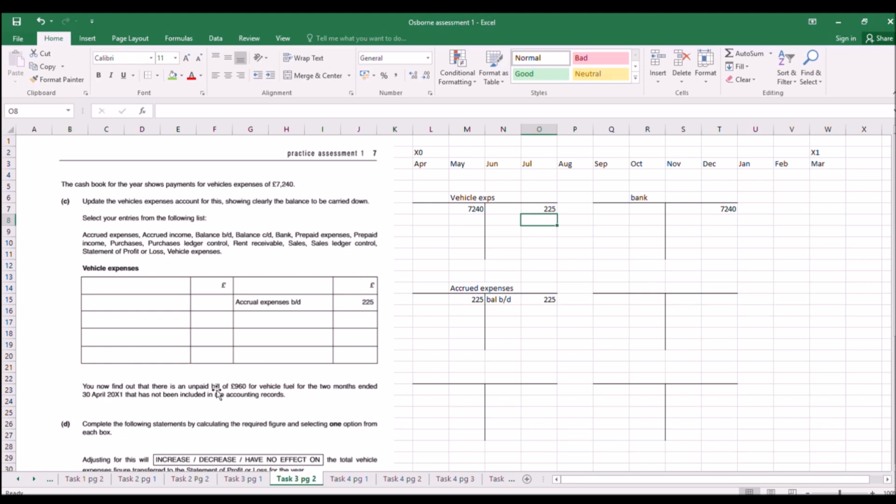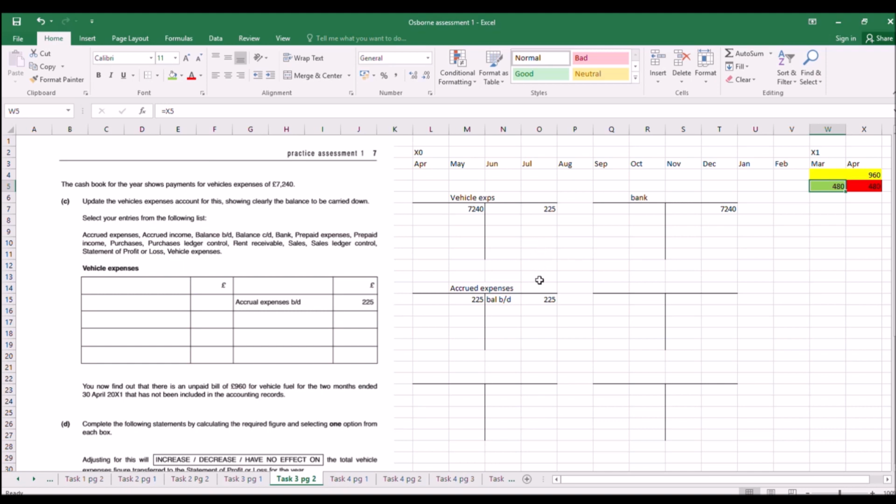Okay, you now find out that there's an unpaid bill of £960 for vehicle fuel for the 2 months ended the 30th of April. So April, there's £960 worth of it. It relates for these 2 months here. So we divide this by 2. This is outside the year, but this is our accrual. This is our missing set of invoices that's in the year, so we need to put that in.